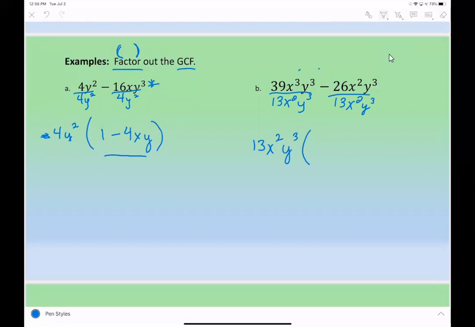39 divided by 13 is 3. X cubed divided by x squared, we subtract, that just gives us x to the first, and the y's go away. Bring our sign down. 26 divided by 13 is 2. The x's will go away, the y's will go away. And why do they go away? Well, remember the rule. Subtract: 2 minus 2 is 0. 3 minus 3 is 0. Remember your rule, a 0 exponent is always going to be 1. I can close the parentheses, and I'm done. I have my factors.